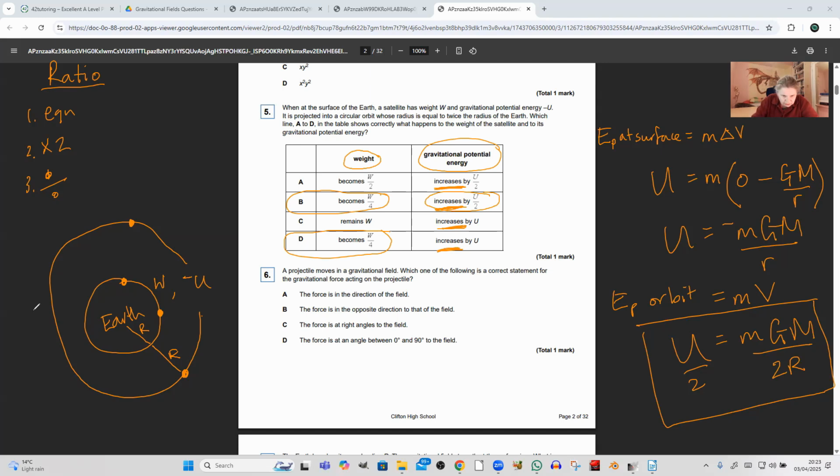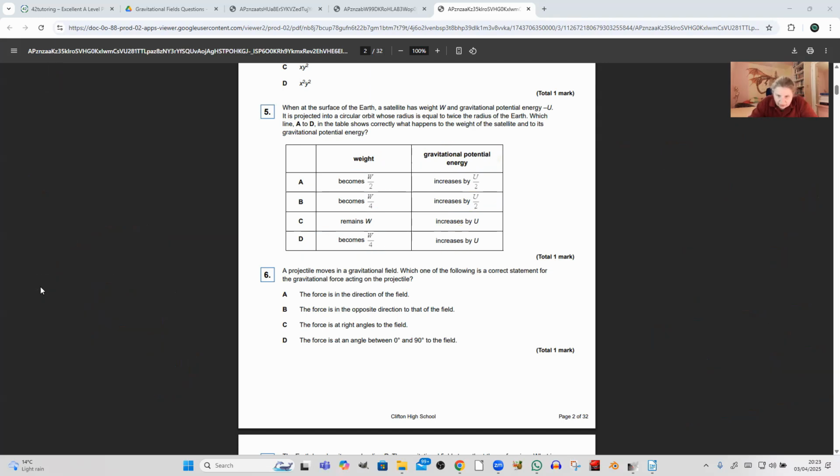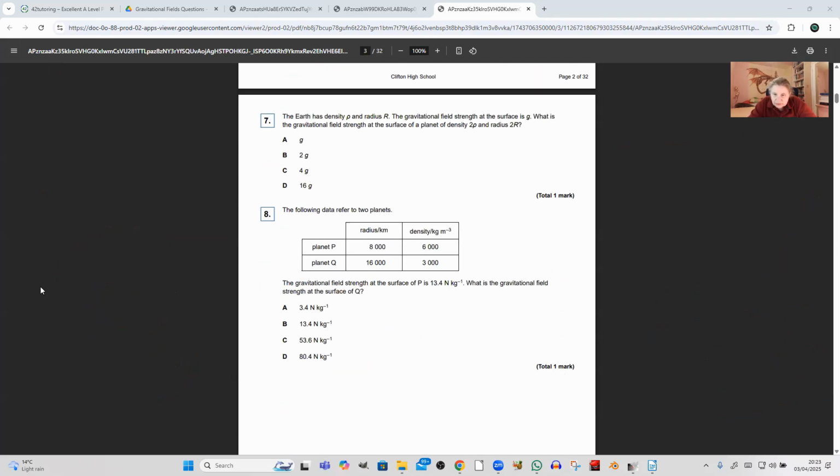Right, let's try another one, because I didn't like how that worked. Let's try this one, number 7. Again, it's a ratio question. I keep telling you this happens. Look, there's another one there. So it's a ratio question. Remember, we've got to find the equation, apply it twice, and then divide one by the other.